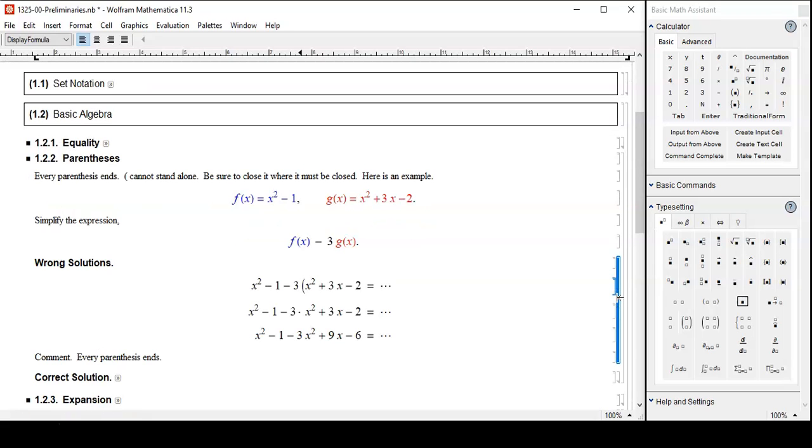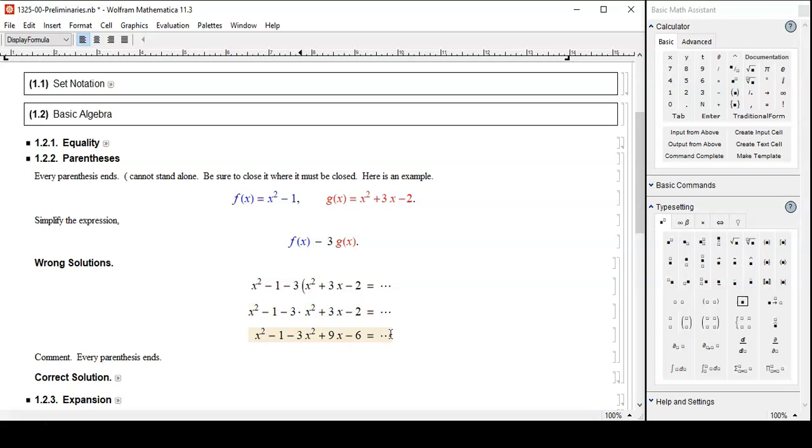Here are some wrong solutions. f of x minus 3 times g of x. What's wrong here? Well, you didn't close the parentheses. And if you do it right afterwards, okay, I may forgive you, but it may lead to more serious mistakes down the road. The second one is clearly worse. You forgot parentheses altogether, and it's very much likely it'll create further mistakes down the road.